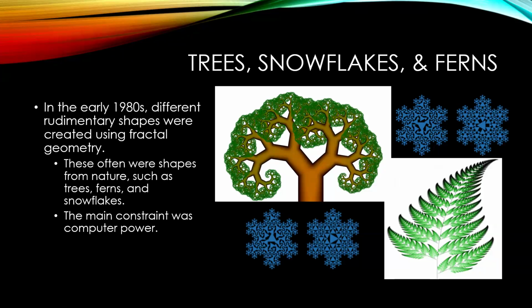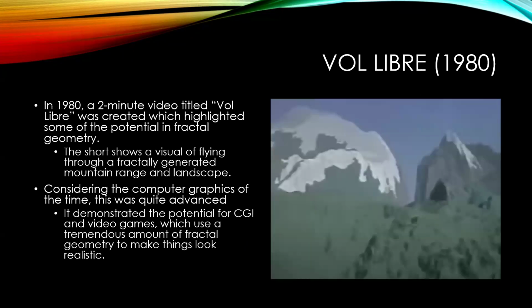Other examples from the 80s, well, we have trees and snowflakes and ferns and all of those things. In the early 1980s, different rudimentary shapes were created using fractal geometry. These often were shapes from nature, such as trees, ferns, and snowflakes. And the main constraint was just the computer power. We didn't have very strong computers back then. But here's one example of something which is a little bit more complex.